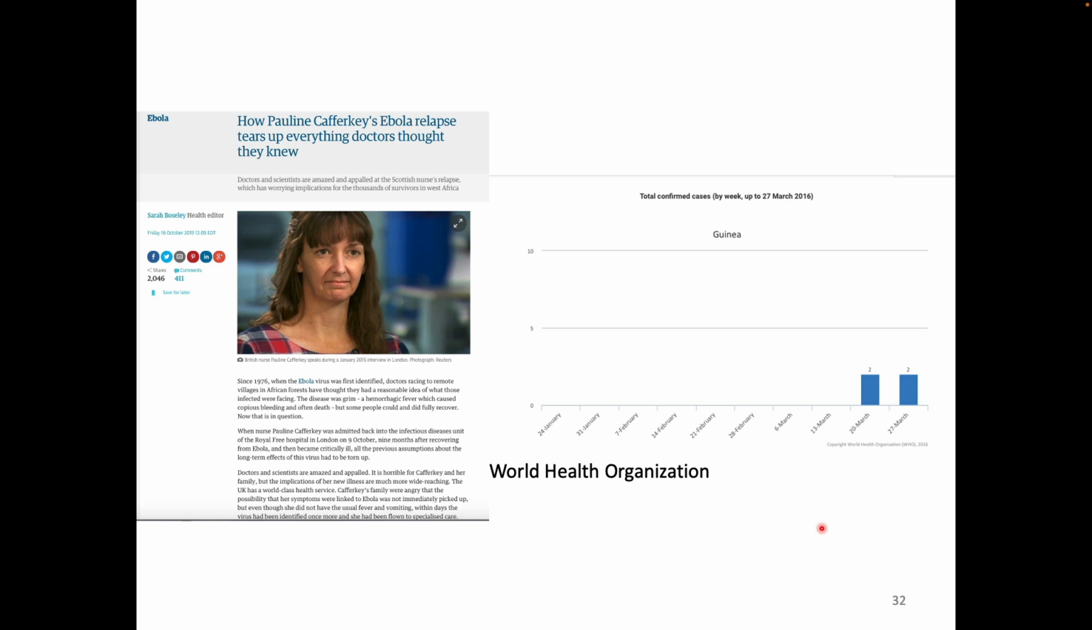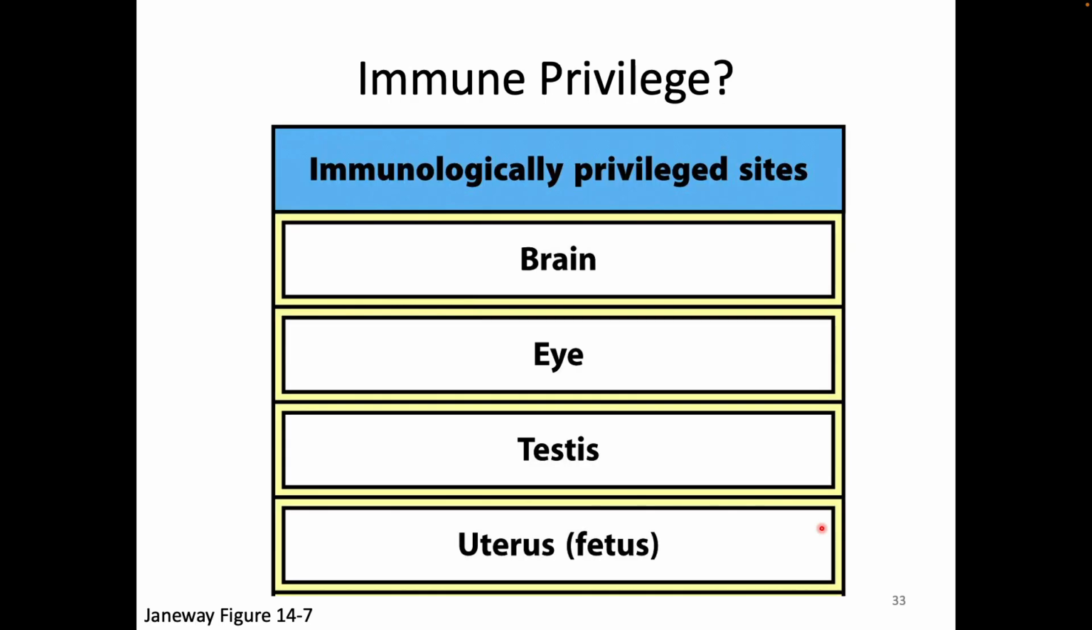This woman, Pauline Cafferkey, is a Scottish nurse who was working in Liberia. She ended up being positive three times because the virus seemed to be in immune privileged sites and keep coming back out in her case. These cases are rare, but as we now have a huge number of Ebola survivors, we're tracking more and more cases of Ebola hiding out in immune privileged sites and coming back later. What exactly that means and how that works is not totally clear, but it does make you think that maybe you don't like this whole immune privilege thing. It shows you one little caveat to it.